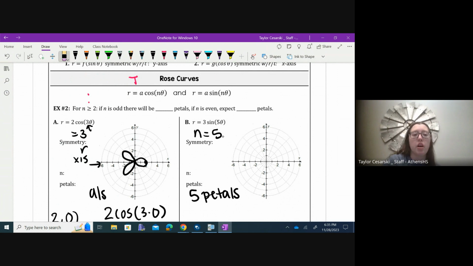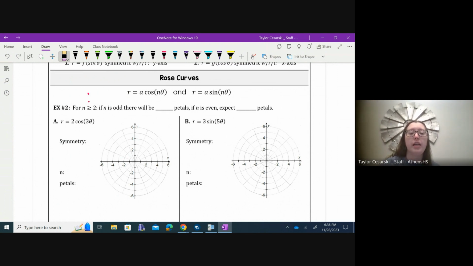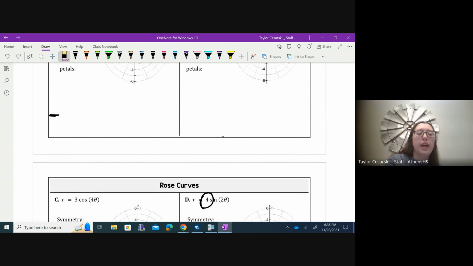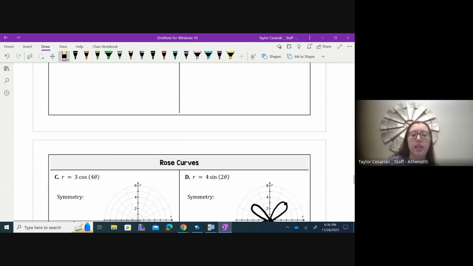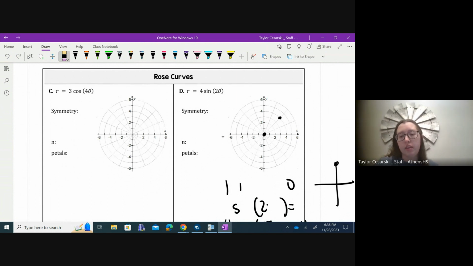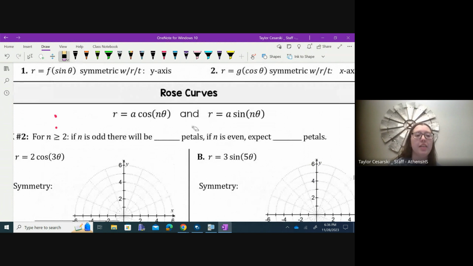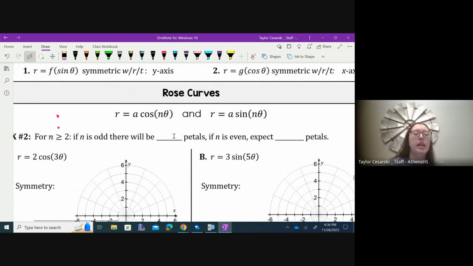So what we just talked about, what I showed you, was a rose curve. How you identify rose curves is in the form A cosine of n times theta or A times sine of n times theta. The n is the value in front of the theta. This part is important: if n is odd, there will be n petals. If n is even, you will have 2n petals.